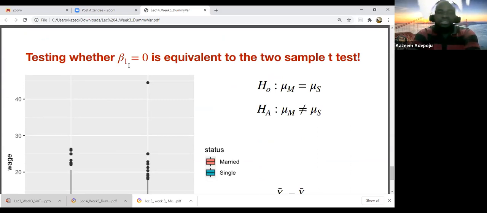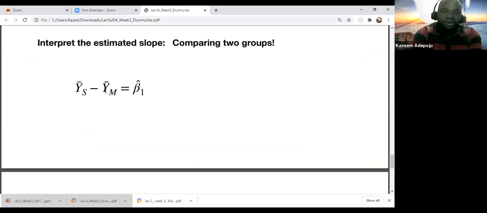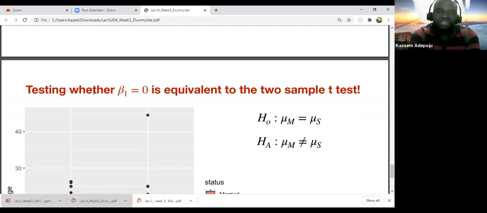And you know what? Testing beta 1 equal to 0 is equivalent to the two sample t-test. Why is it equivalent to the two sample t-test? Because I told you right here that the difference of the means is going to be beta 1. And if I'm testing beta 1 equal to 0, then I'm actually testing the equality of the means of two groups. Based on what you have done before in statistics, that is a t-test.